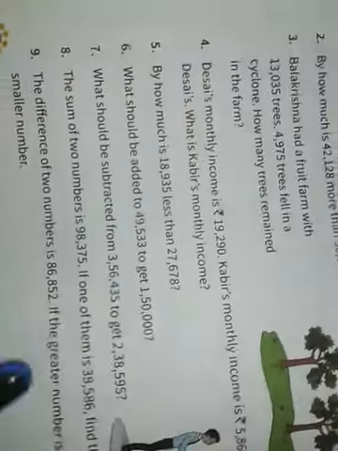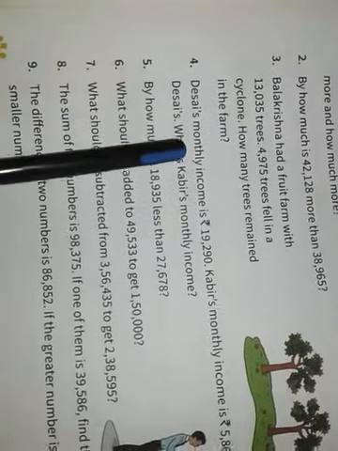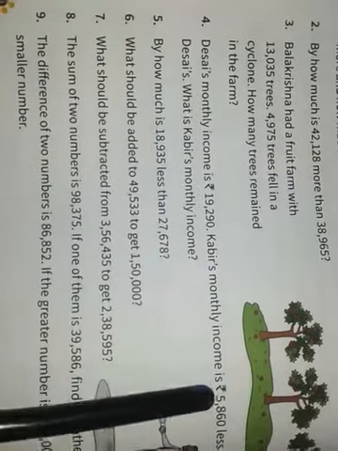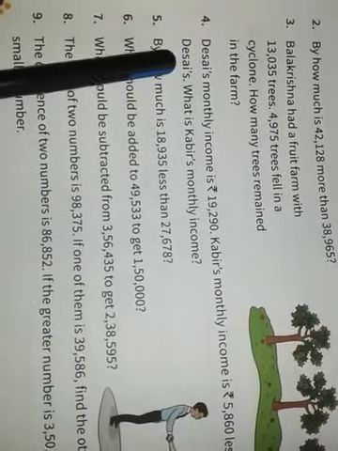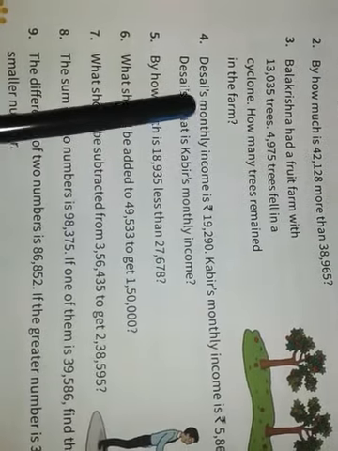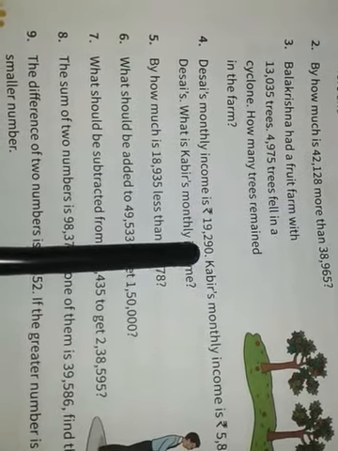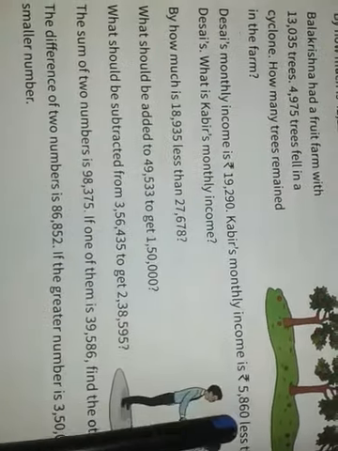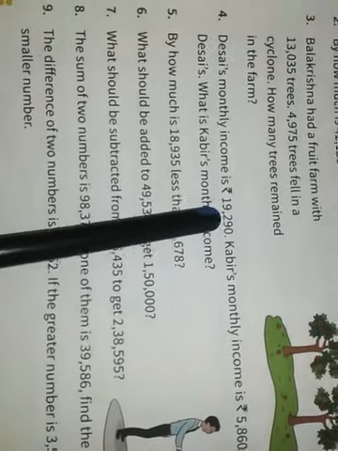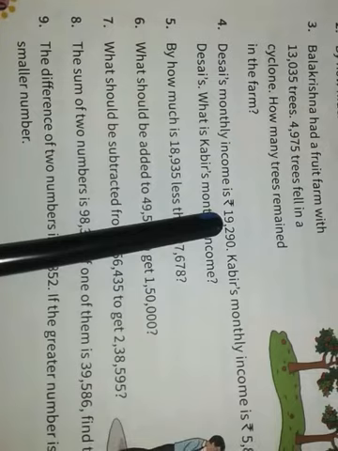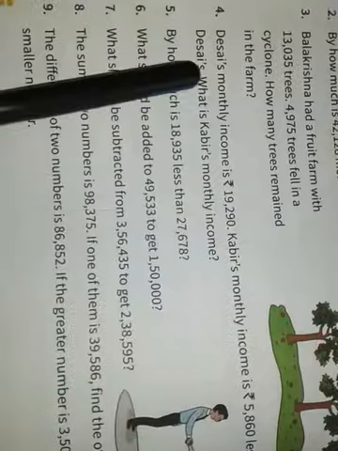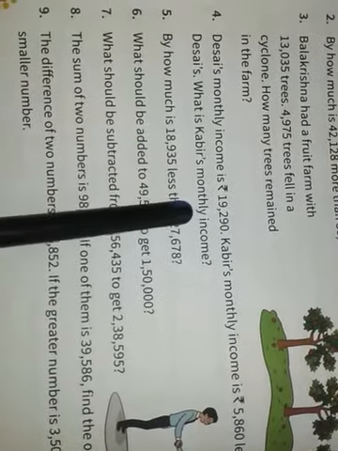Now question number 4. Question number 4 says that Desai's monthly income is 19,290. Kabir's monthly income is 5,860 less than Desai's. Okay, understand this question clearly. Desai's income is 19,290, and Kabir's income is 5,860 less than that of Desai. So what is Kabir's monthly income?